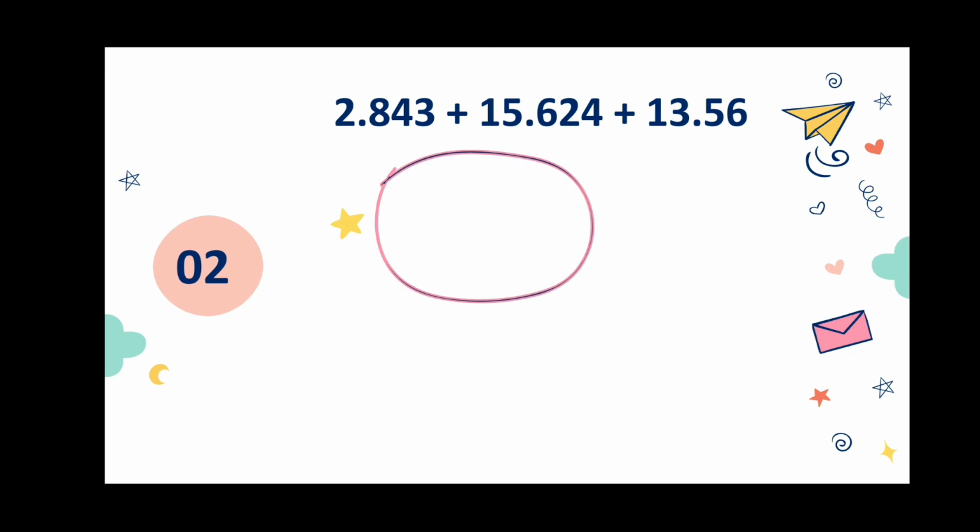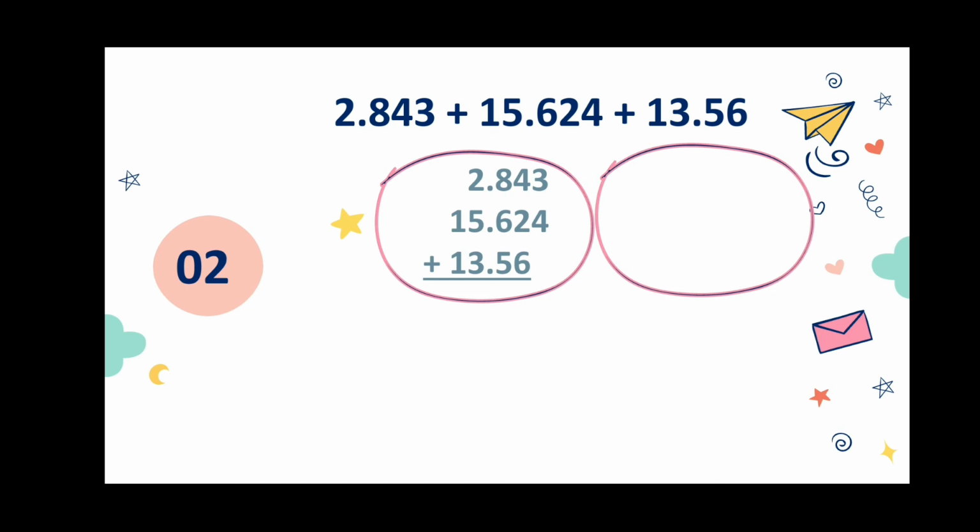Now, i-arrange natin sila vertically. So, yan, dapat magkakapantay ang mga decimal points. As you can see, may spaces dito. So, lalagyan natin ng 0. So, first, we have 2 and 843 thousandths.